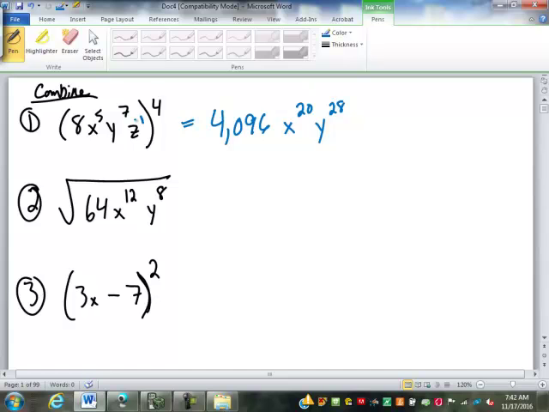Now this is z to the 1 to the 4th. Z to the 4. Once we do these other two, we'll come back and do one more example of that with the powers.